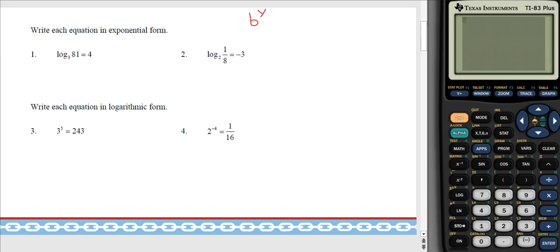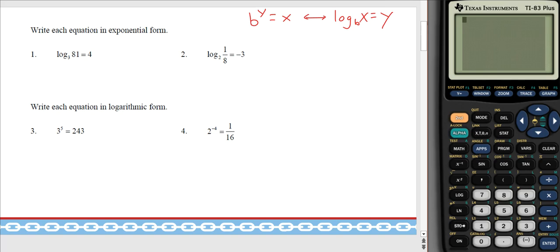If we have exponential form, b to the y power equals x, then we also know that the log, with base b, of the x value is equal to y. Right? So we can use that relationship to switch between forms.